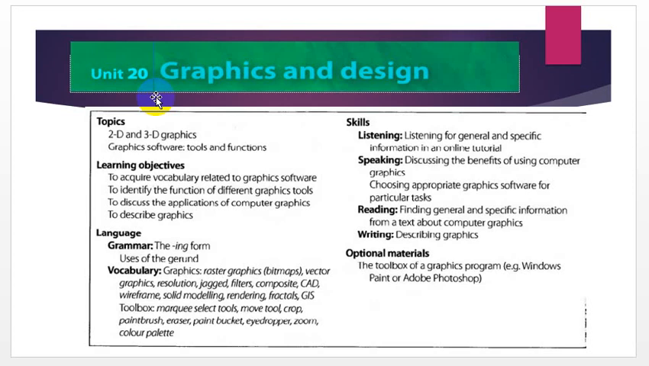reading and writing. In listening, for general and specific information in an online tutorial. In speaking, discussing the benefits of using computer graphics, choosing appropriate graphic software for a particular task. In reading, finding general and specific information from the text about computer graphics. This is the reading section and a very important section. Writing, describing graphics, and finally optional material, the toolbox of a graphic program, for example Windows Paint and Adobe Photoshop. These are the graphic programs.